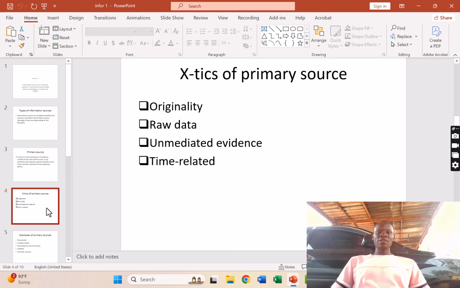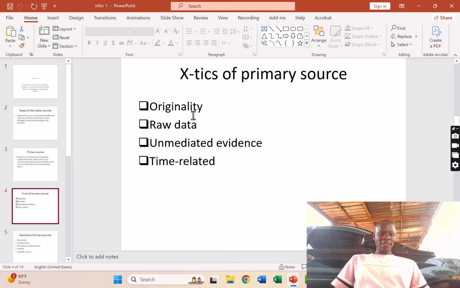One is originality. These are sources that provide information about a particular event or subject. They are unaltered, direct records that offer the original thoughts or raw data. It's what originality means under primary source. It's the original source. It has not been altered by anyone.